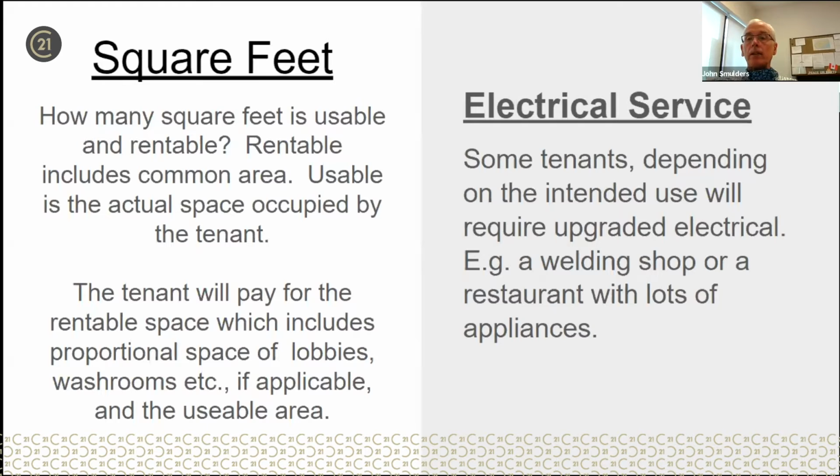Electrical service. Some tenants, depending on the intended use, will require upgraded electrical. So a great question for your landlord: what is the electrical service size? Okay, is it 110 volts? Is it 220? Is it 440? What is it? If you're working with a landlord in a warehousing situation, some kind of industrial neighborhood, what is the electrical service size is a key question that you want to be able to advertise. It can be very, very useful for tenants and their cooperating brokers to know what the electrical service size is. You want to ask that question.